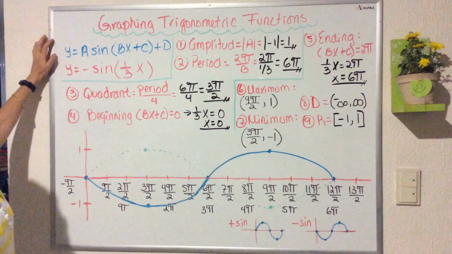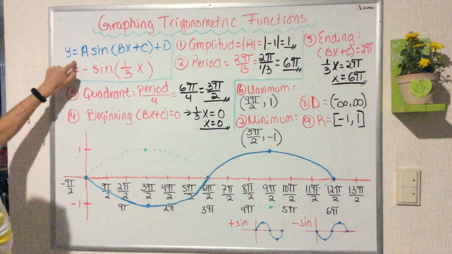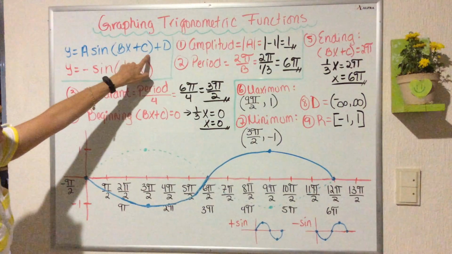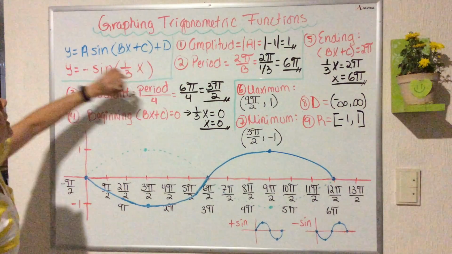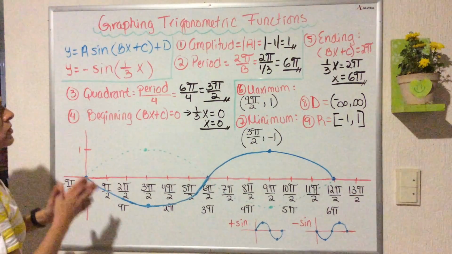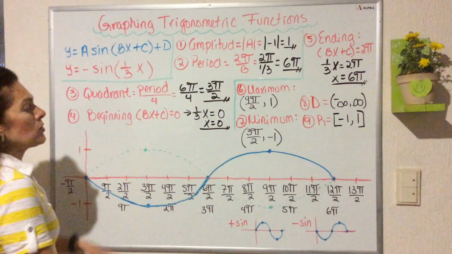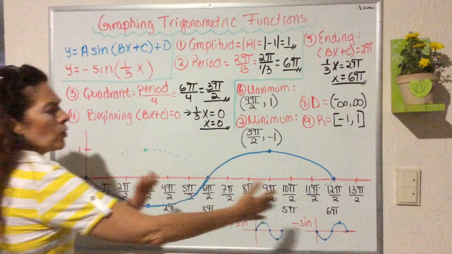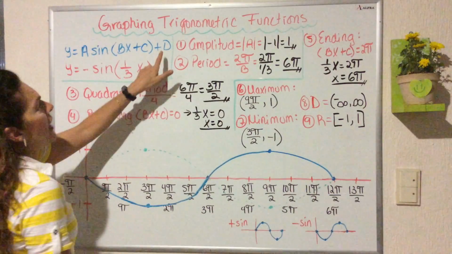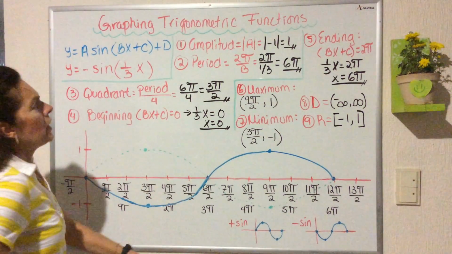As you remember, the form of the trigonometric functions is this one, the blue one. y equals a sine of (bx plus c) plus d, where a is the amplitude, b is going to tell us how wide our graph is going to be, c is going to tell us if the graph is going to move to the left or to the right, and d if the graph is going to move up or down, okay?